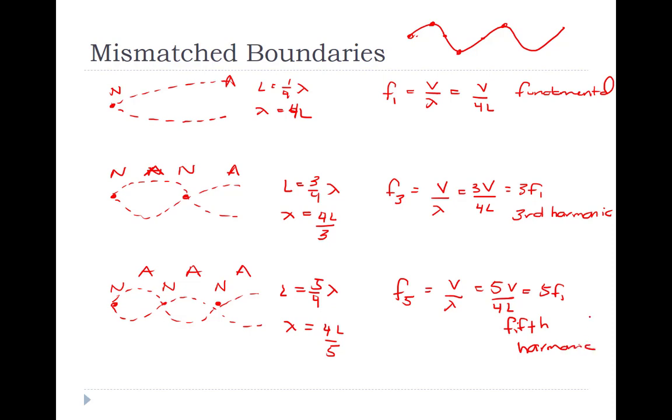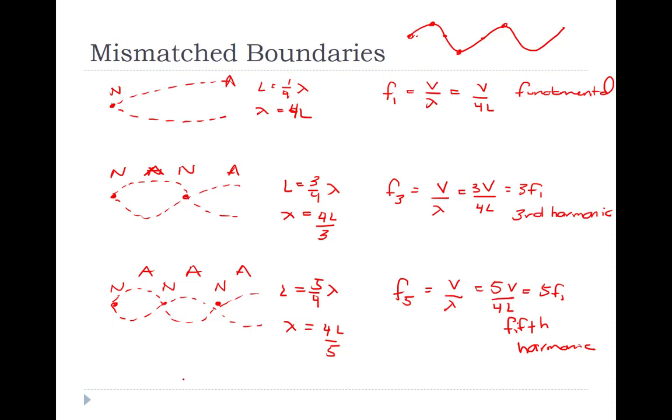So we see in this case, when we have mismatched boundaries, a different behavior than when we had matched boundaries. First, the fundamental frequency is lower for the same length of string. For the matched boundaries, it was V over 2L. This one's V over 4L. And more importantly, we only have the odd harmonics allowed. The third one occurred, the fifth one occurred, but the second and the fourth didn't.